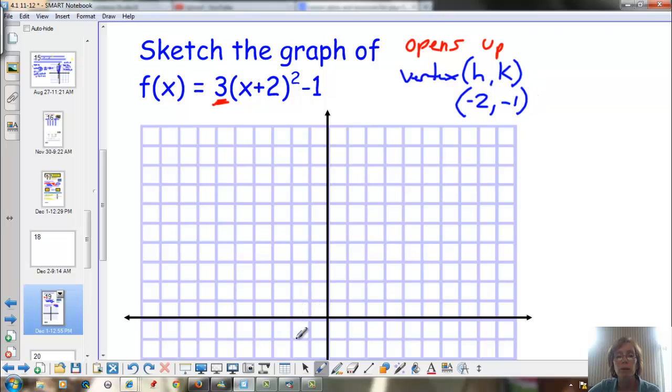So I'm going to place that vertex right here. There's negative 2, negative 1. I know my parabola opens up. My next step would be to find the y-intercept.